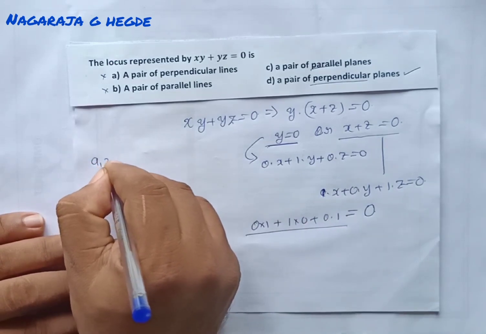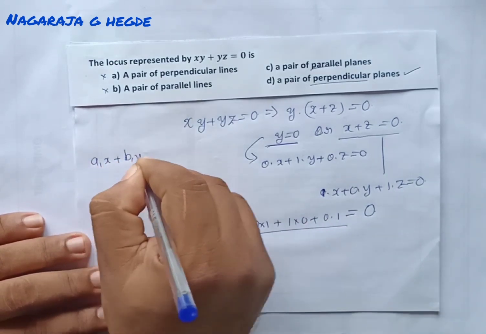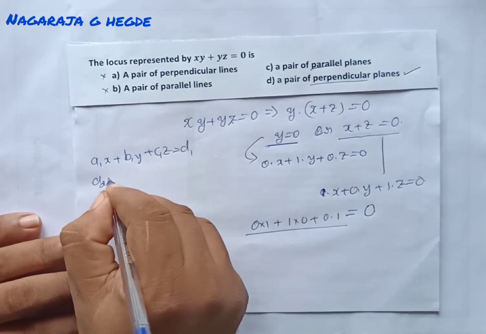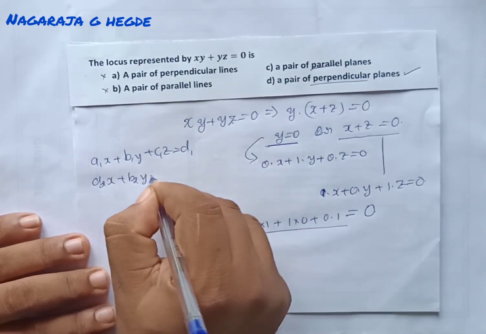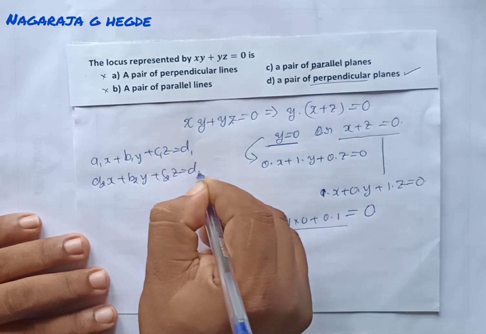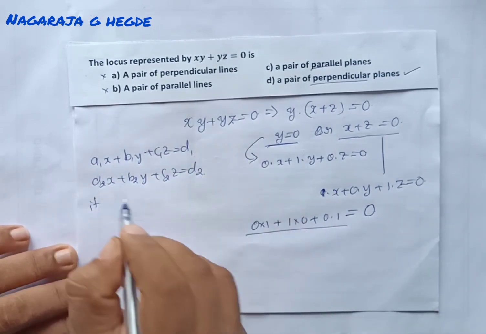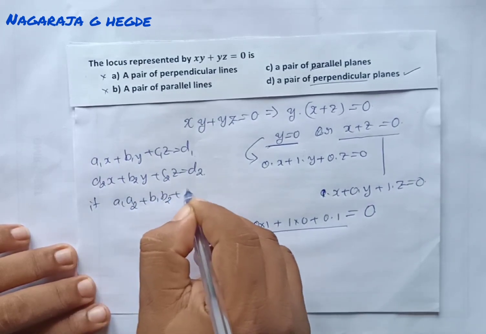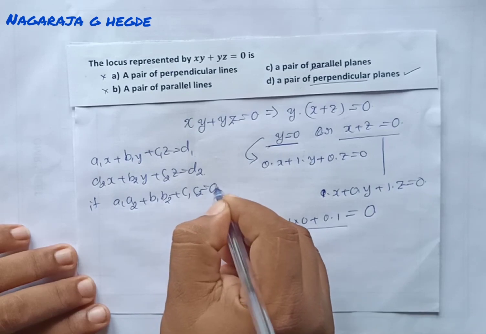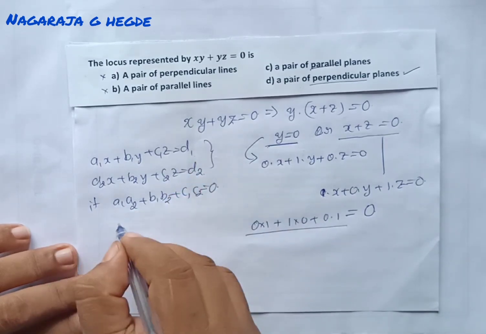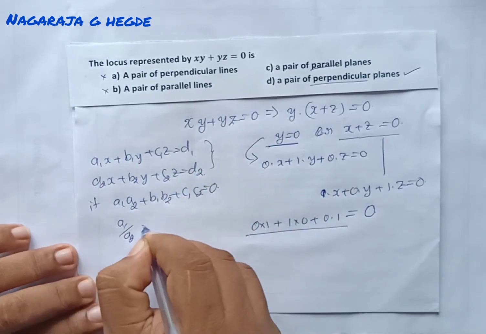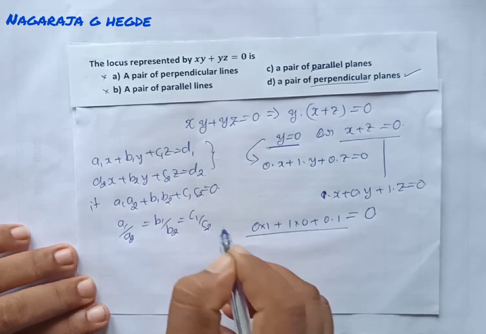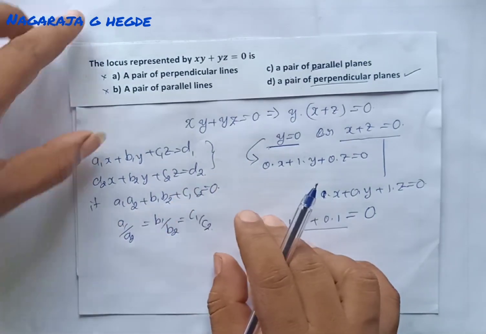Remember, if a1x plus b1y plus c1z equal to d1 and a2x plus b2y plus c2z equal to d2, if a1a2 plus b1b2 plus c1c2 equal to 0, these two are perpendicular. If a1 by a2 equal to b1 by b2 equal to c1 by c2, then they are parallel.